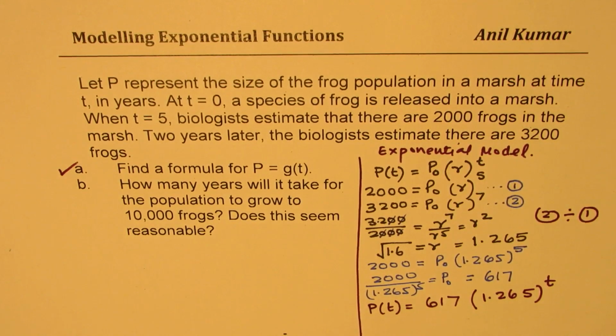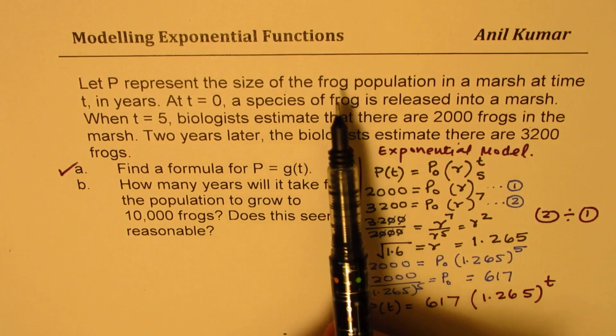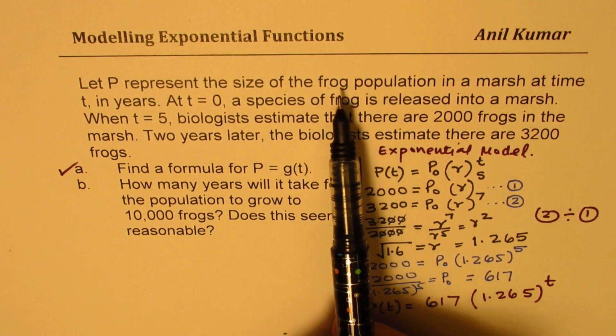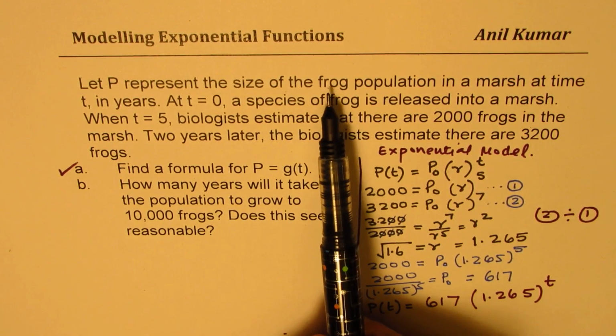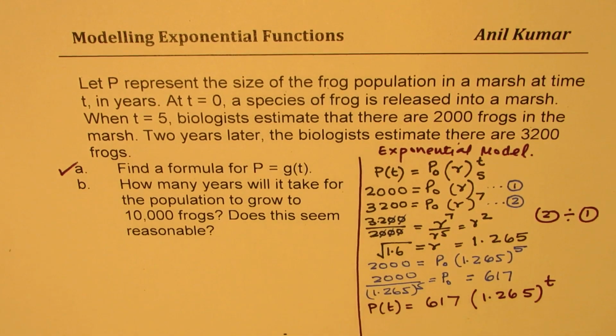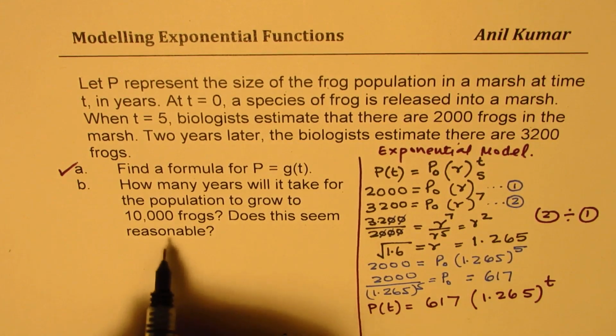Now B, how many years will it take for the population to grow to 10,000 frogs? Does this seem reasonable? Well, let us find the time and then figure it out. But it does seem reasonable since we are introducing a species of frog. Now, whenever you introduce a new species, there is less competition, right? So their population could actually grow very fast. Let's first find the time.